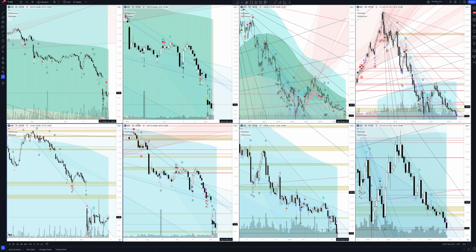Today we will take a look at MEDNAX Inc. stock. Let's analyze the market situation and find out how you can make money on it. Let's start.